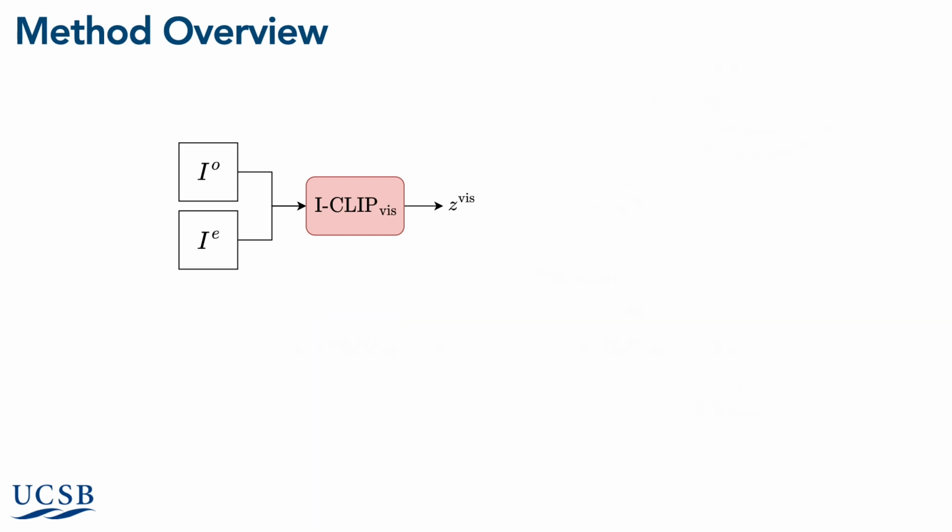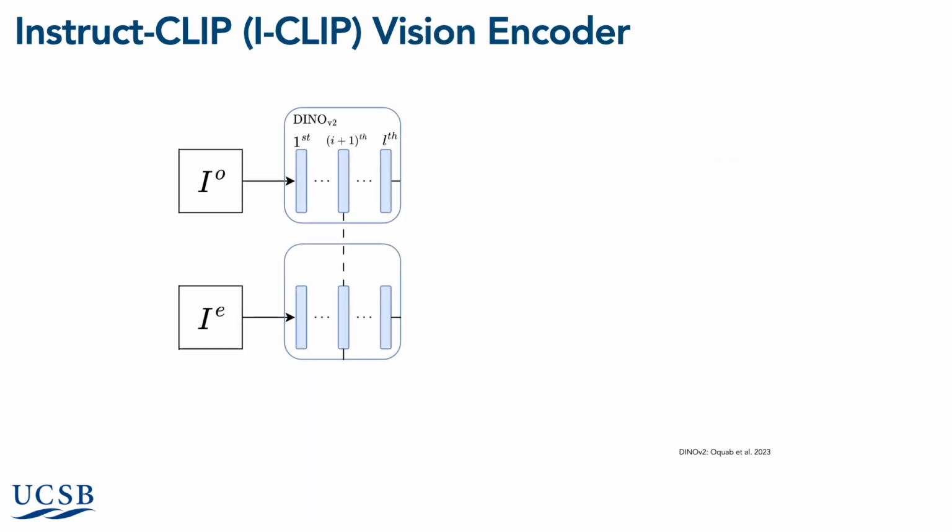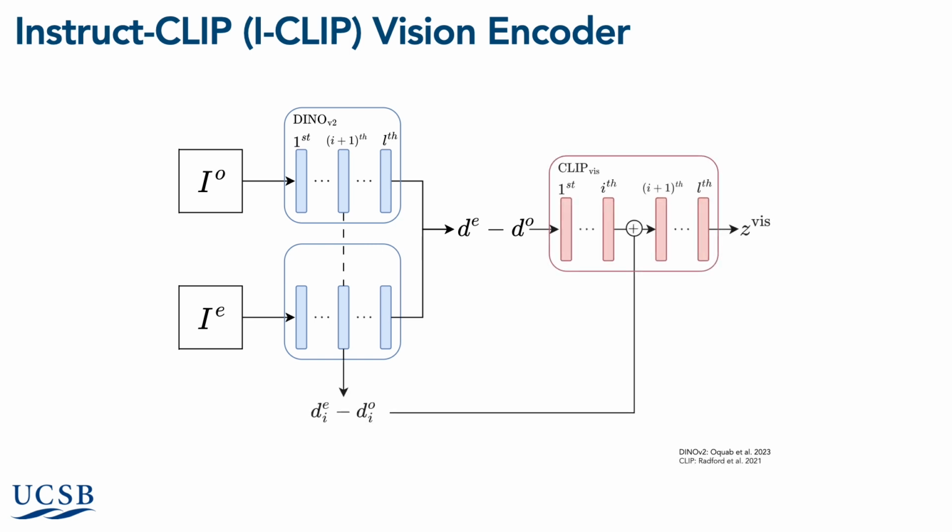We now describe the architecture of the iCLIP Vision Encoder. For the iCLIP Vision Encoder, both the original and the edited image are processed by the DINOv2 model to extract visual features. The resulting features are then subtracted from one another to capture their visual difference, which is then passed through a standard CLIP Vision Encoder to obtain the embeddings representing the visual change between the images.